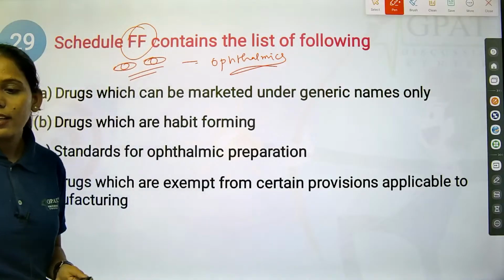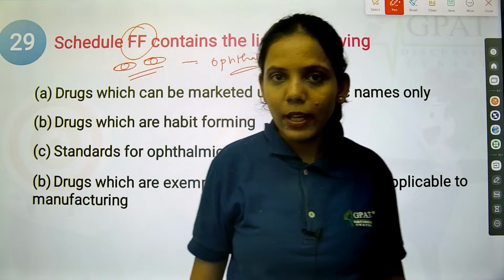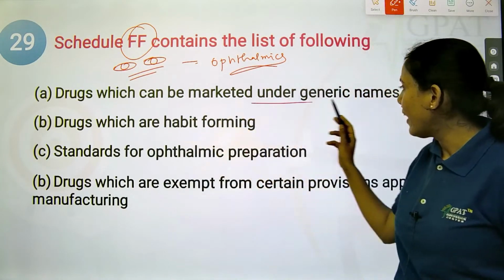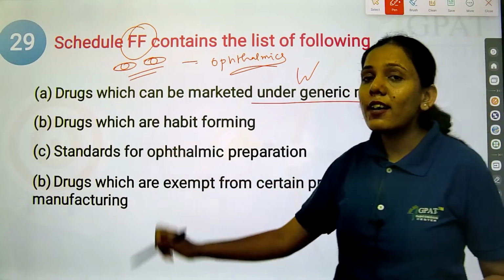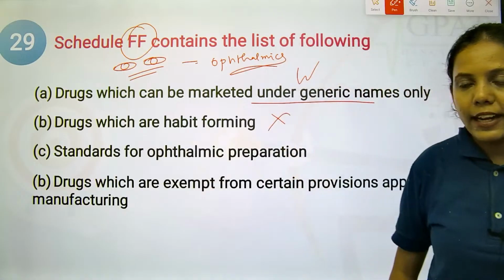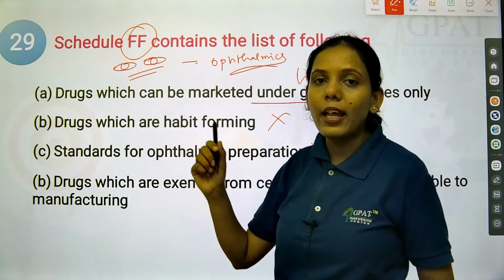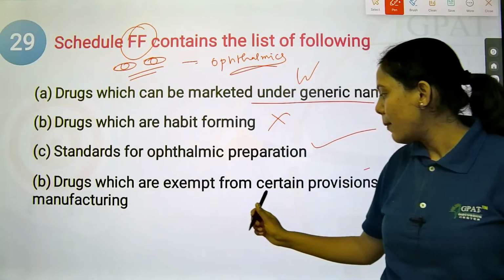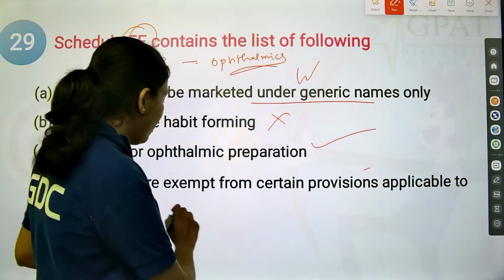Eyes are related to the word ophthalmics, right? Drugs which can be marketed under generic names come under schedule W, so that is not the answer. Drugs which are habit forming come under schedule X, so this is not the right answer. Standards for ophthalmic preparations, just now I said ophthalmics, okay? Drugs which are exempted from certain provisions applicable to manufacturing, that is schedule K.